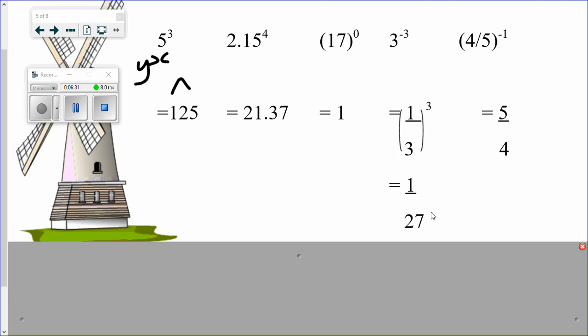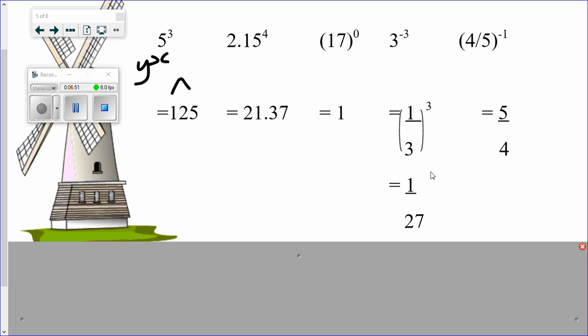So if you don't know that off the top of your head, 3 times 3 times 3, 3 times 3 is 9, 9 times 3 is 27. You can put the 3 into your calculator, 3 to the power of 3, and it'll spit 27 out at you. Now, when we assign homework, when I give you the assignment, I will be explicit.